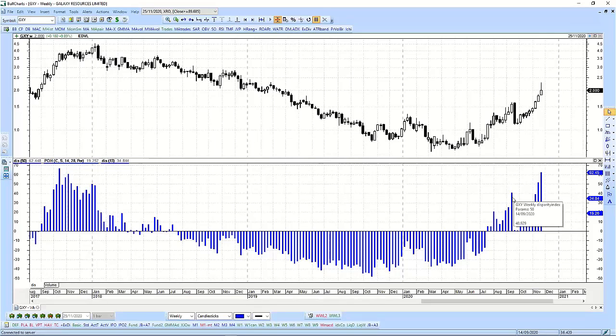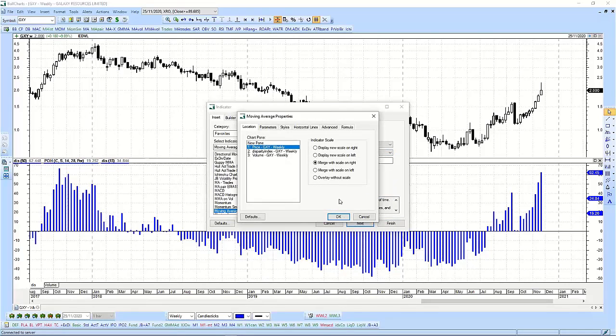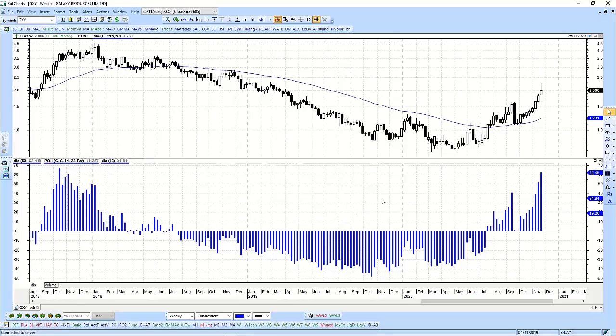Can we slip a 50-period moving average on the candlesticks, please, Robert? What sort of moving average? Just an EMA or whatever, doesn't matter. On the price. Yep. There we go. So you can see.